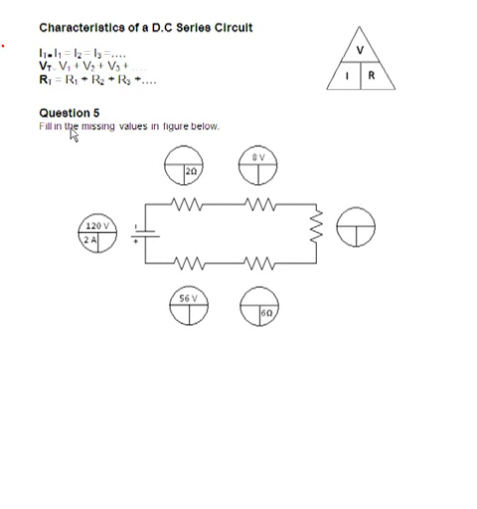Here we have question 5. Fill in the missing values in the figure below. So let's take a look at this figure. Here we have our voltage source, and we have one current path to flow. So it's a series circuit. We also have our characteristics of a DC series circuit to help us out, and Ohm's law.